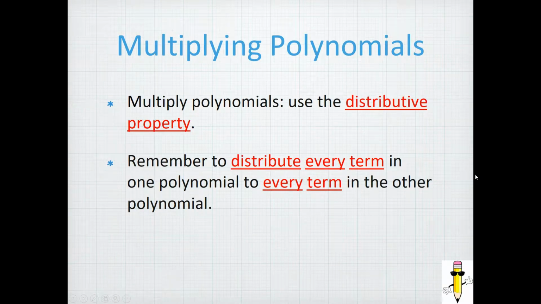So, multiplying polynomials means that you need to use the distribution property. If you remember in the last video, we had to distribute the negative to the polynomial that followed after it. You're going to be doing a lot more of that. Remember to distribute every term in one polynomial to every term in the other polynomial. So we're sharing. Sharing is caring.